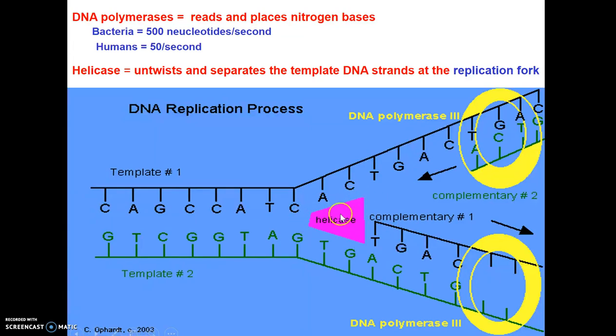We said earlier that our helicase is moving down and it's unwinding, it's untwisting the DNA helix, and it's unzipping that DNA molecule so it can expose those nitrogen bases in the parent strand. So our helicase moves in this direction and breaks open our DNA molecule. And then coming right behind that, we have our DNA polymerase, which is going to read our parent strand and add nucleotides to those exposed nitrogen bases.